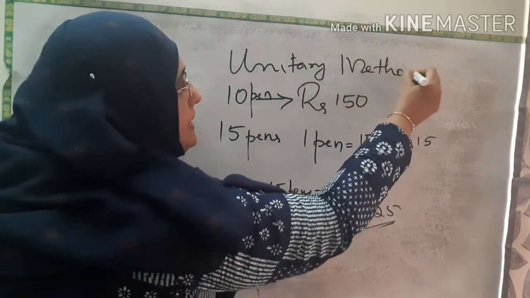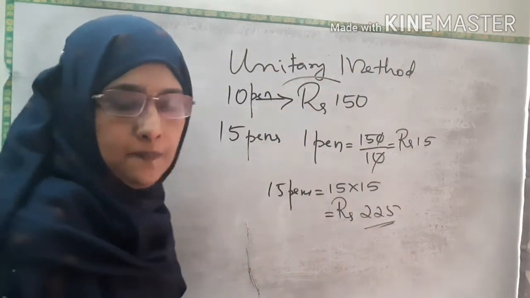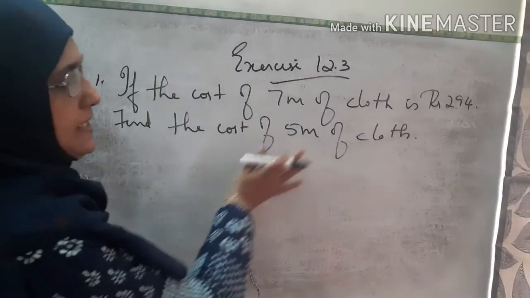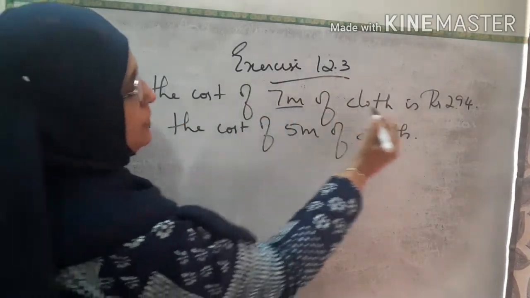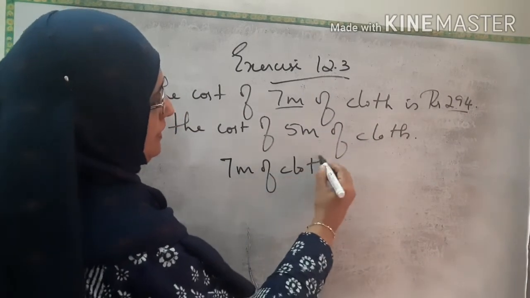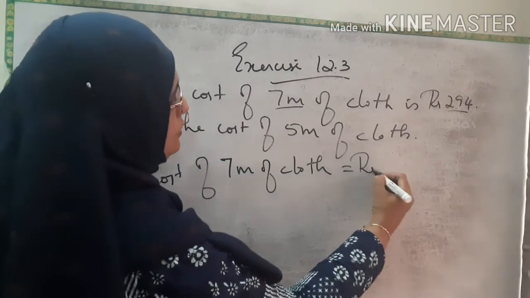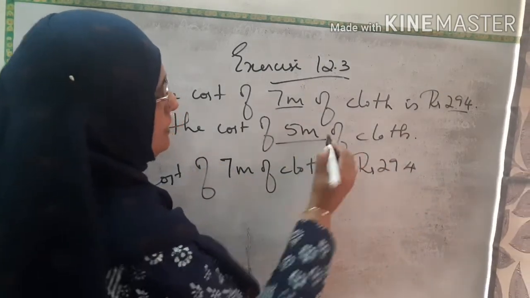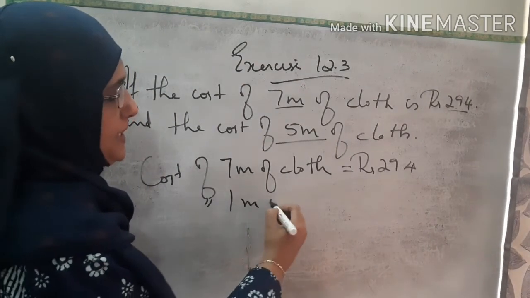You know this method, I think. But we will do the exercises. See the first question, exercise 12.3, first question. If the cost of 7 meter of cloth is rupees 294, you have to find the cost of 5 meter. So what do we do? We first find the cost of 1 meter of cloth.